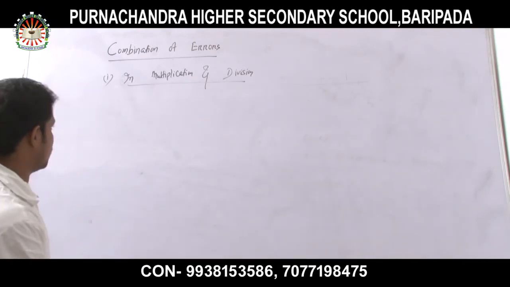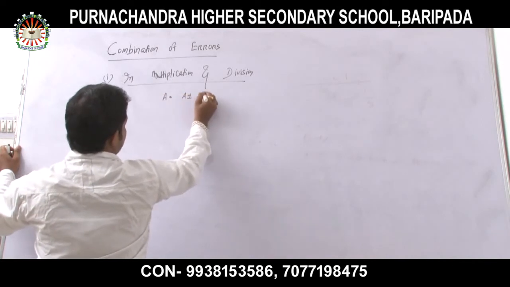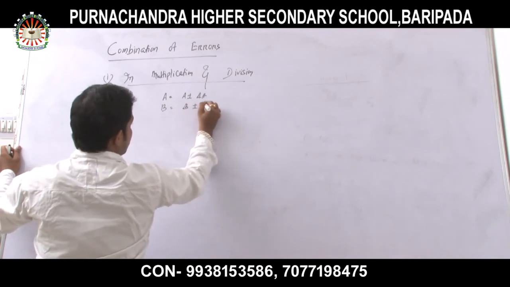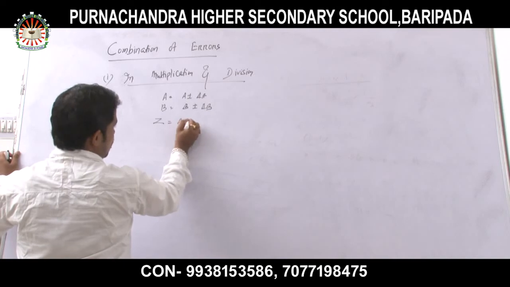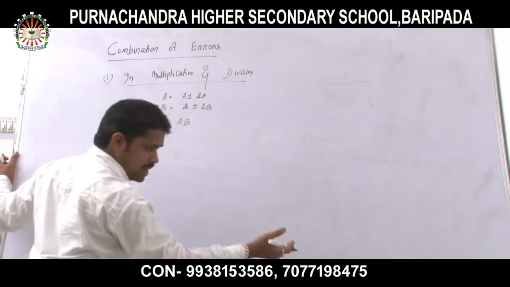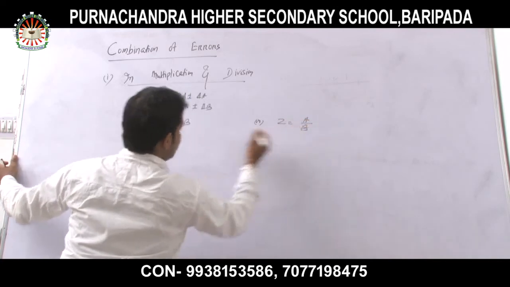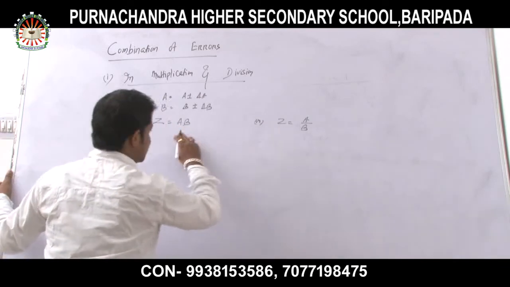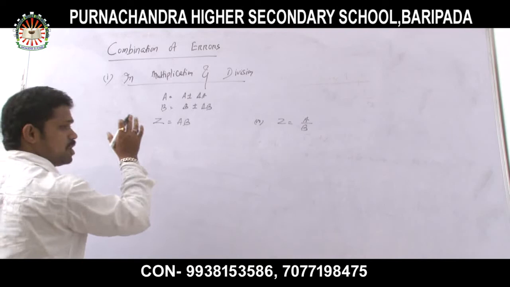Remember, that is a very important point. Similarly, there are two quantities, A is equal to A plus minus del A, B is equal to B plus minus del B. So what are you going to find out? Now Z is equal to AB, or Z is equal to A divided by B. We have to combine the error in these two cases. So remember, directly I have to mention the formula. That formula is very important.